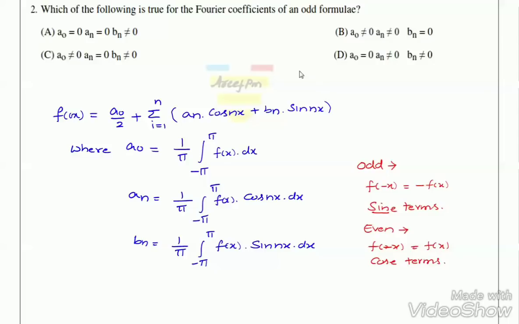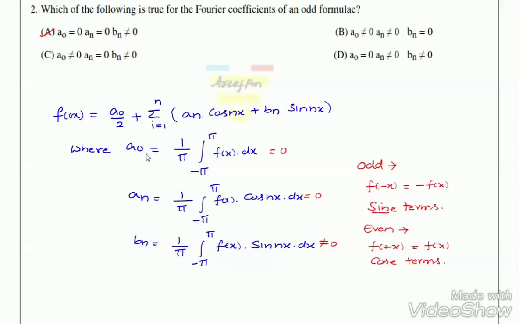So in the given question they asked for the Fourier coefficients of an odd function. Odd function means we have only sine terms, so the a0 and an terms are going to be 0, and bn is not equal to 0 here. The option we have here is a0 is 0, an is 0, and bn is not equal to 0. So this is the correct option.